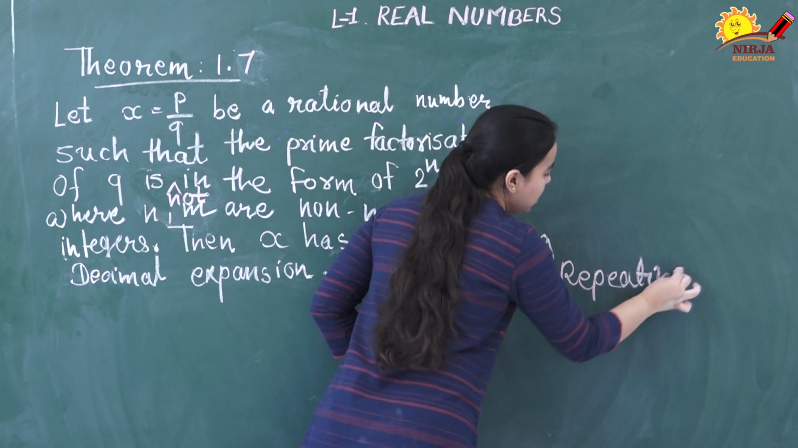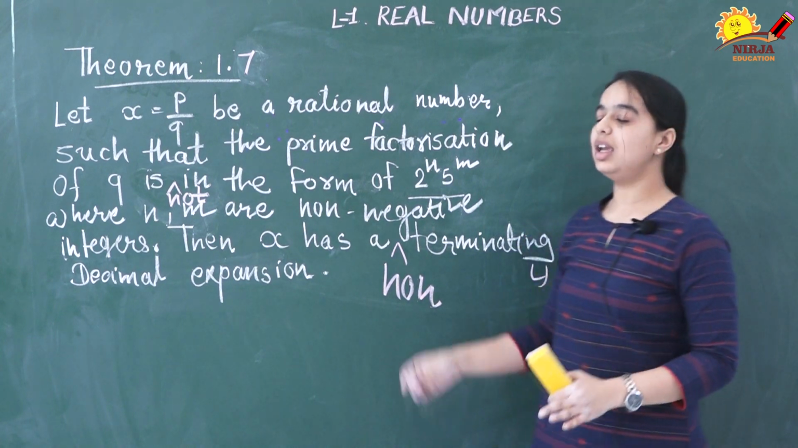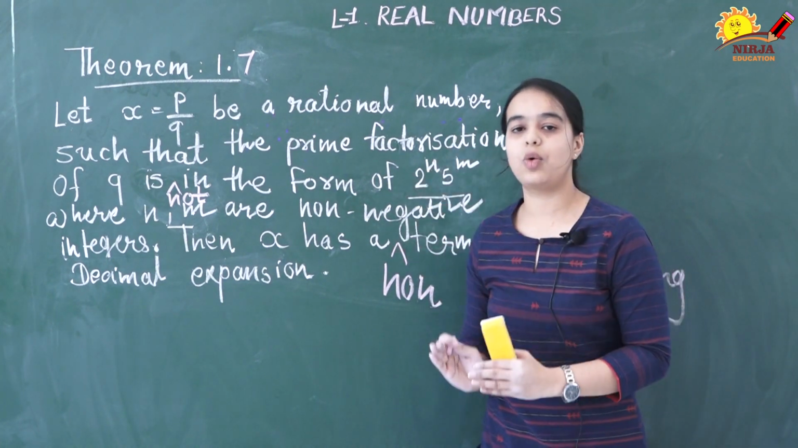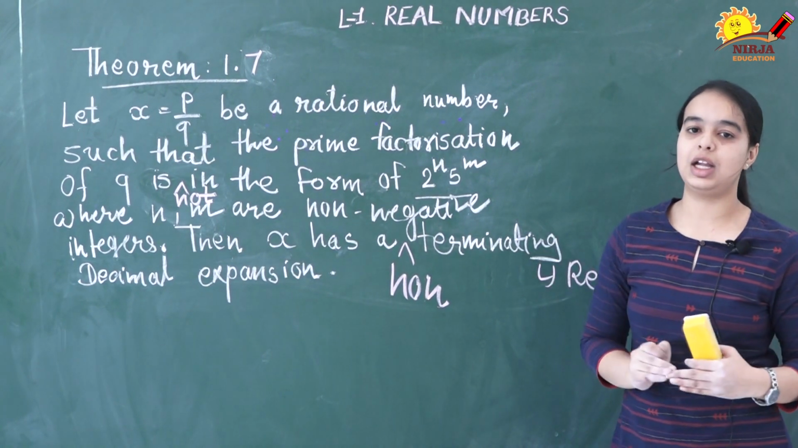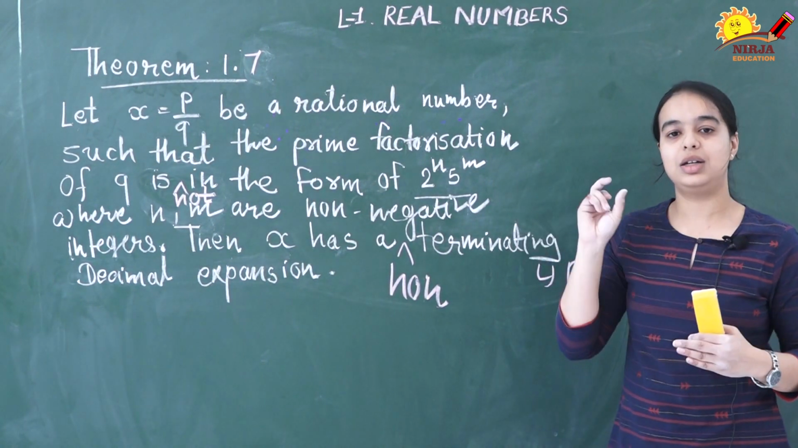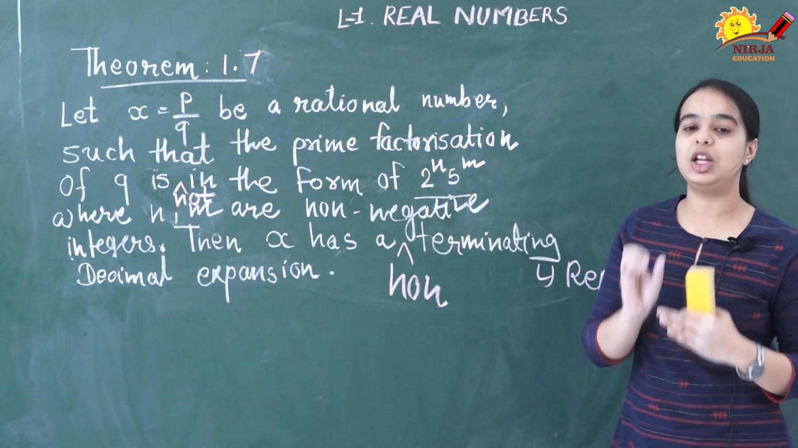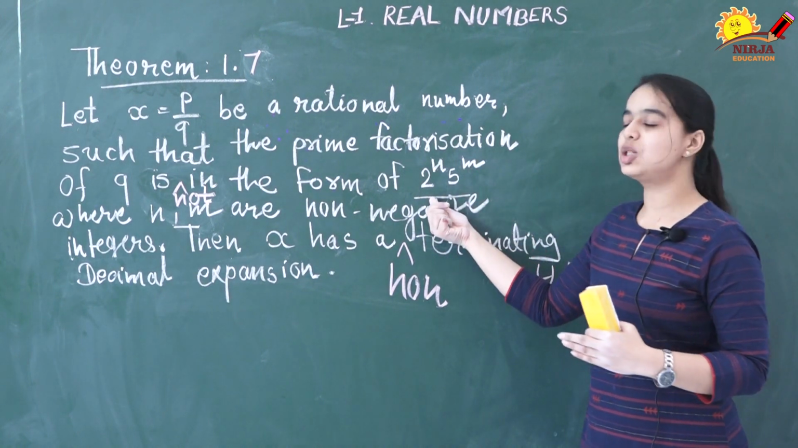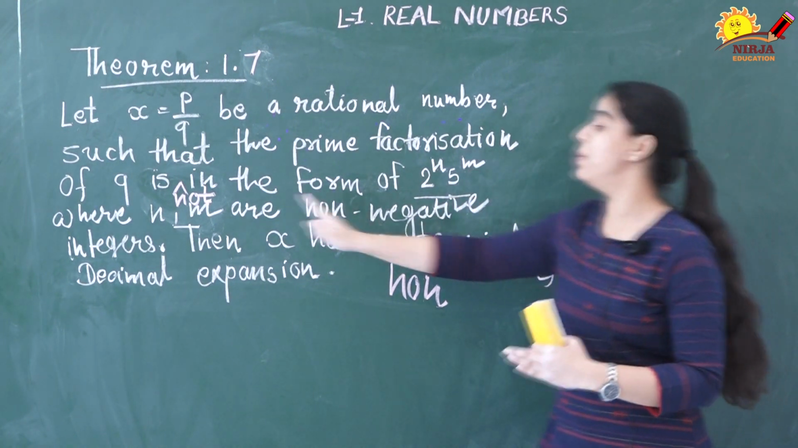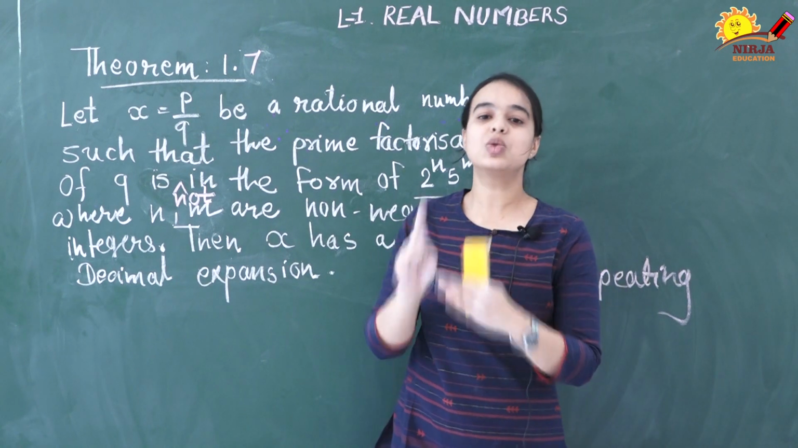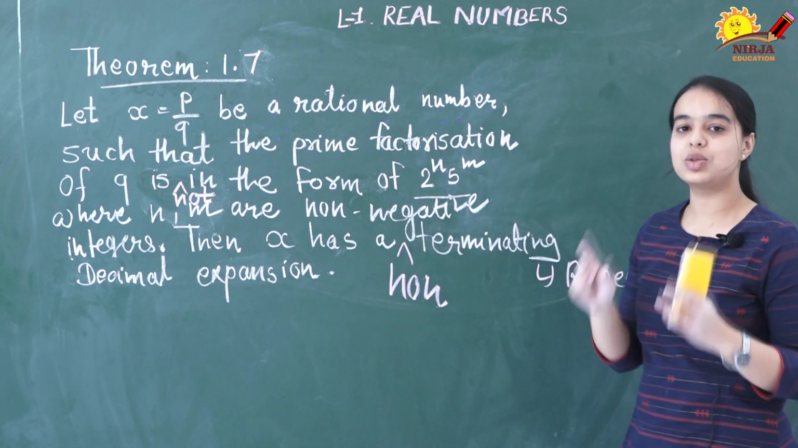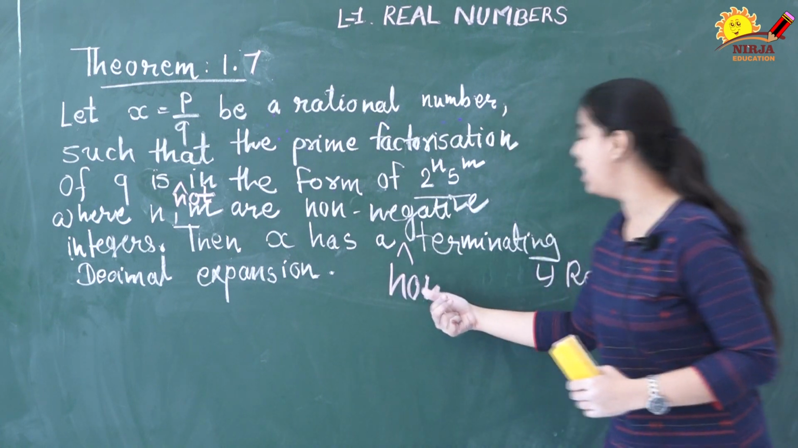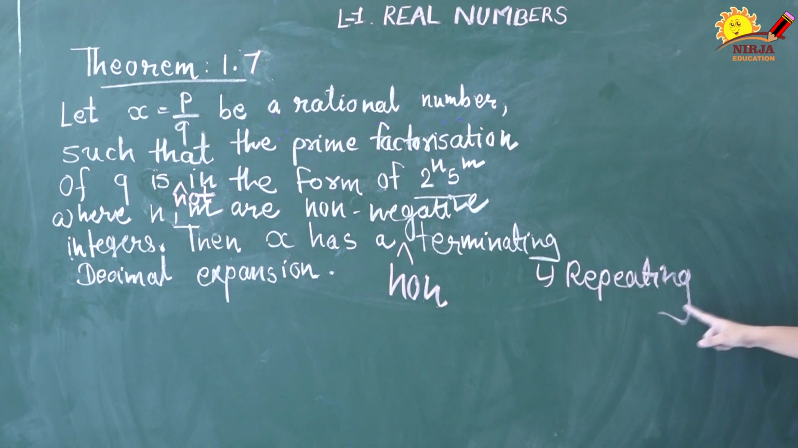repeating decimal expansion. यानी कि अगर x जो है वो कोई भी एक rational number ले लो, उसको p by q के form में लिख लो, जो q है हमारा denominator, अगर वो denominator हम 2 raised to n, 5 raised to m के form में नहीं लिख पाते हैं, उसका मतलब ये हुआ कि वो जो पर्टिकुलर रेशनल नंबर है उसका डेसिमल एक्सपांशन कैसा है? नॉन टर्मिनेटिंग रिपीटिंग डेसिमल एक्सपांशन.